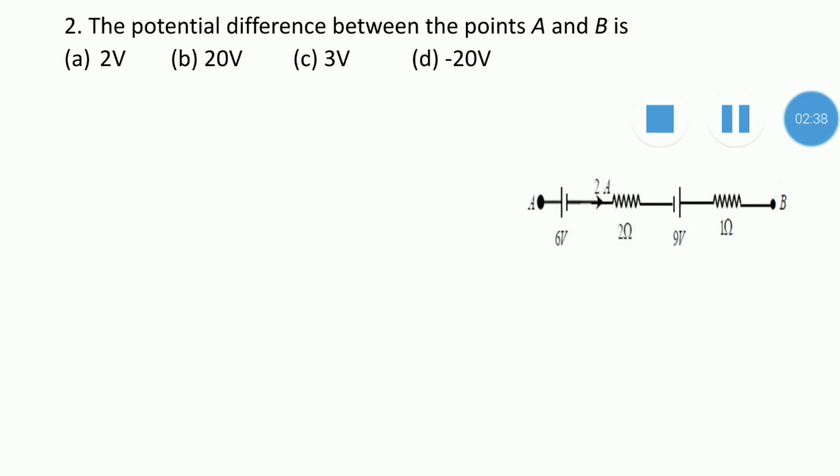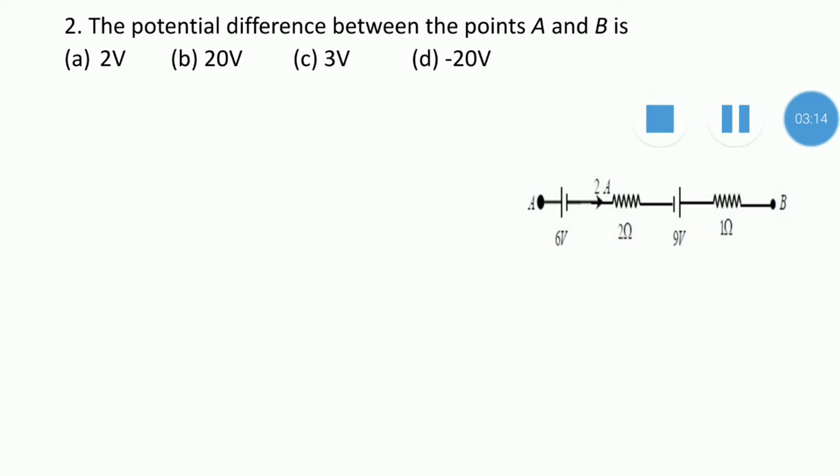circuit, it will not give 20 and minus 20, because to get these two answers, plus 20 volts and minus 20 volts, either all the elements should be in the same direction to the flow of current or all in the opposite direction. But if you see the diagram, some of the elements are in the same direction of the flow of current, some of them are opposite to the direction of flow of current. Therefore, options B and D are incorrect.